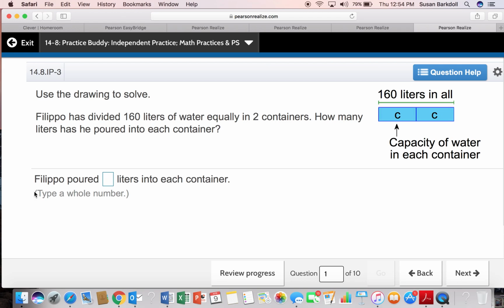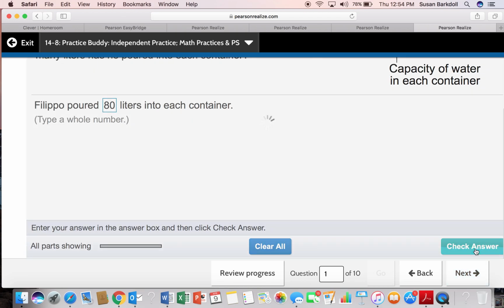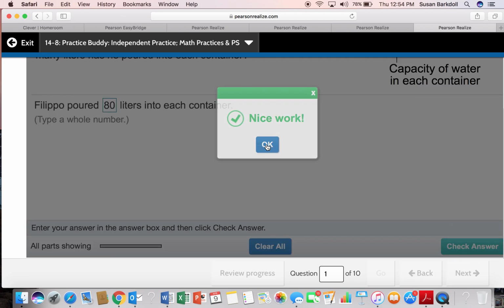Filippo has divided 160 liters equally into two containers. So this is a bar diagram, and we have 160. How many liters are in each container? So I have to say 16 divided in half. Well, I look at that and I see a 16. Half of 16 is 8. Half of 0 is 0. Oh, I got it right.